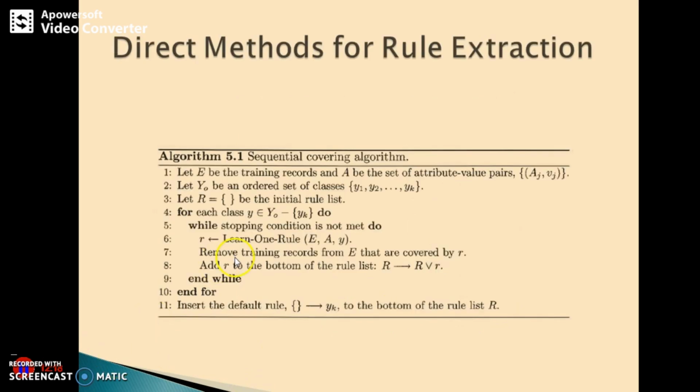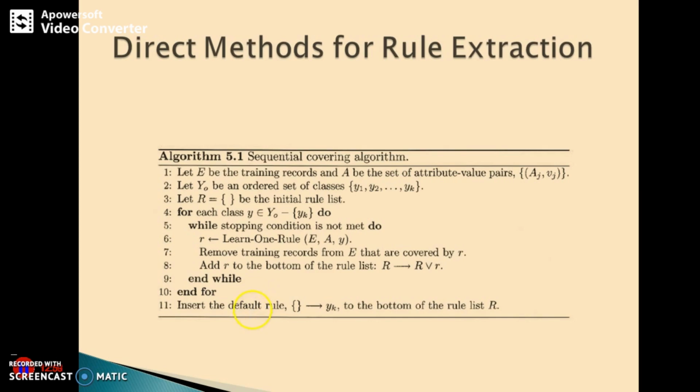So you can see in the algorithm we have written, learn one rule: the best rule you're going to extract, and that extracted rule should cover the maximum number of positive records, and very few or almost no negative records. Such records satisfied by the rule should be removed, and the rule you have generated should be added into the list. That is done in a loop, and you iterate until almost all the records are completed.